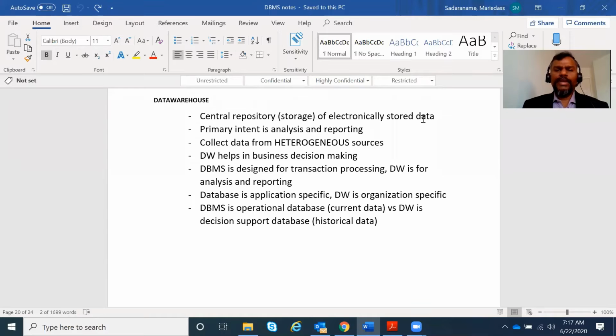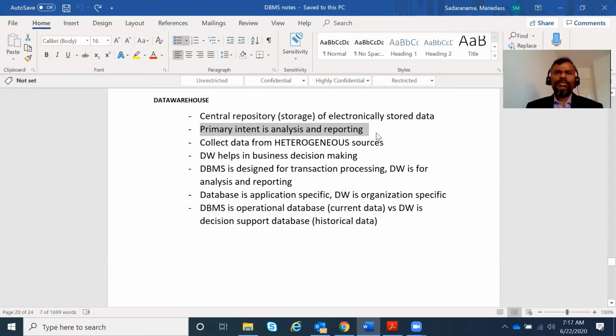For example, I explained that in certain places, the client doesn't want to store data for more than 7 years, so they want to move the data somewhere else. When they want to do a backup, they move the data out of the database into a large storage. Let's say that's a data warehouse for now, until we finish the discussion. The primary intent of the data warehouse is analysis and reporting. So what happens is this.